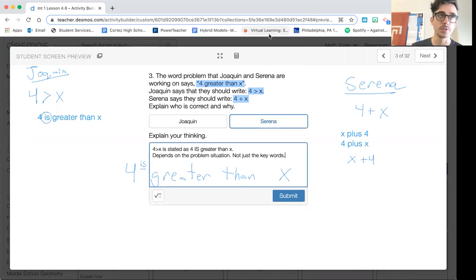So maybe if this was comparing something that might have a different context to it, I hope that helps.